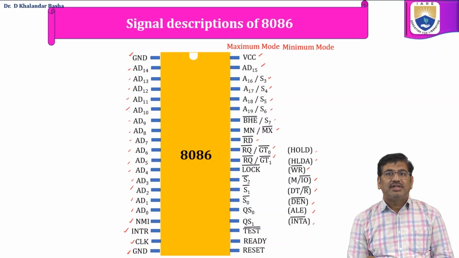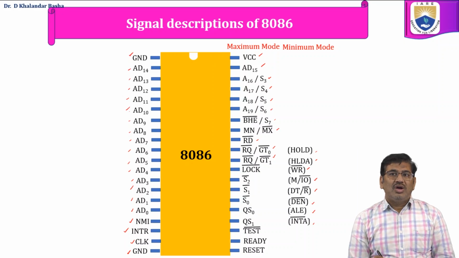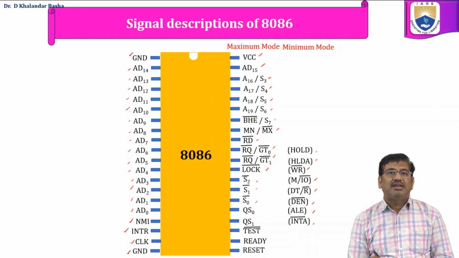INTA bar is interrupt acknowledgement. Upon receiving the interrupt signal on INTR, the acknowledgement is given by the processor on INTA bar. The LOCK signal is for restricting other masters from accessing the bus. S2, S1, S0 are the status signals in maximum mode. The queue status is indicated on QS1 and QS0. The TEST bar signal indicates whether the processor is in idle state or execution phase. The READY signal is a status signal given by a slow response device to the processor. RESET resets the entire 8086 processor, and we have to give this signal active high.